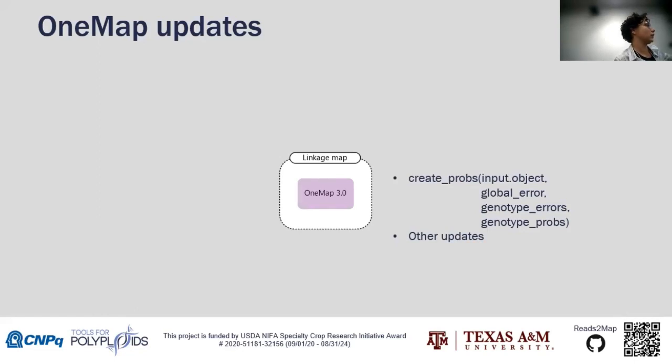So then we implemented a function in OneMap that users could provide these probabilities. They can provide a global error rate, like low or high, as much as they want, or they can provide a probability for each one of the markers or each one of the genotypes. And good. We did other updates in OneMap, and we released OneMap 3.0. But the thing is, we can allow the users to do that, but we didn't have a recommendation.